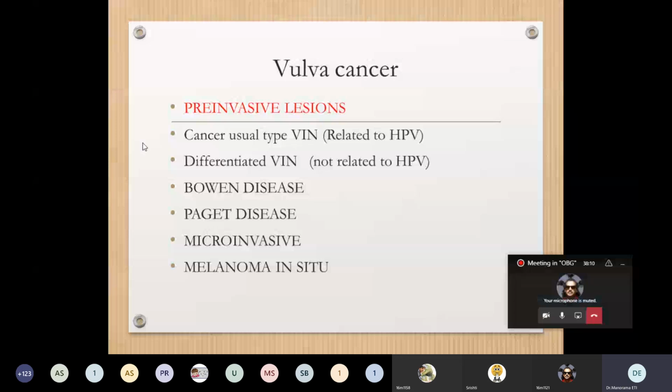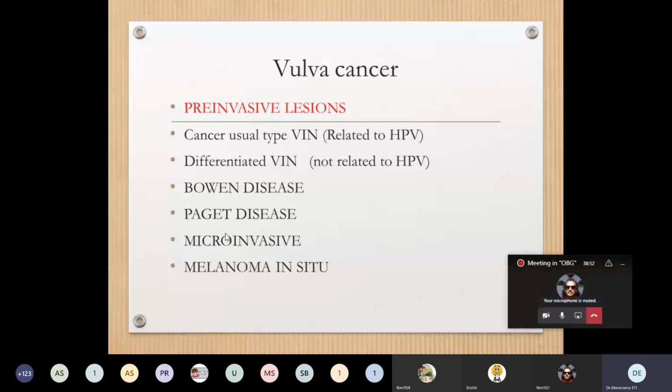In this category, we also have other diseases like Bowen's disease, Paget's disease, microinvasive cancer and melanoma in situ. Bowen's disease is a slow growing malignancy of the vulval epithelium. Paget's disease is similar to intraductal carcinoma of the breast. So why is it present here in the vulva? Because the vulva has apocrine sweat glands. Paget cells are adenocarcinoma mucus secreting cells. So this Paget cell is also one of the intraepithelial neoplasias. So these are some of the pre-invasive lesions.